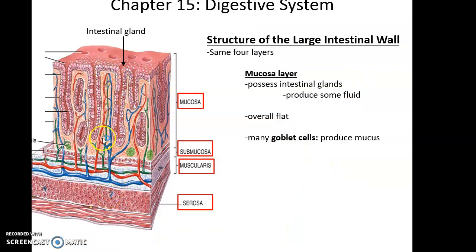So the layers of the wall of the large intestine are relatively as expected. The mucosa is a little different. It's a little thicker, and it has these little invaginations, basically intestinal glands that produce fluid and mucus to keep the feces moist and able to move along. But overall, it is flat, and of course has many goblet cells, lots of mucus produced by the lining of the large intestine to help lubricate and allow the feces to move along.